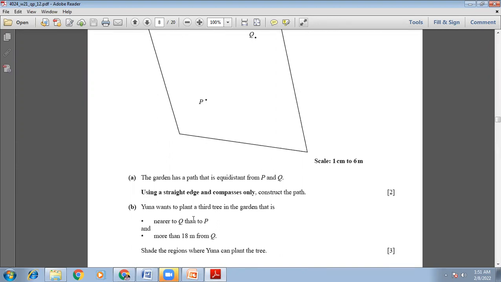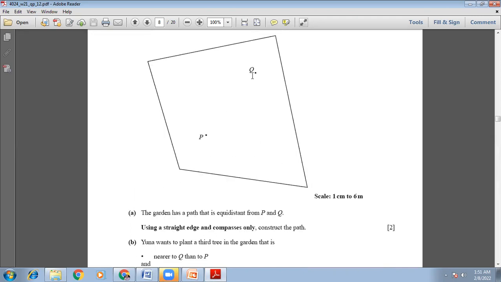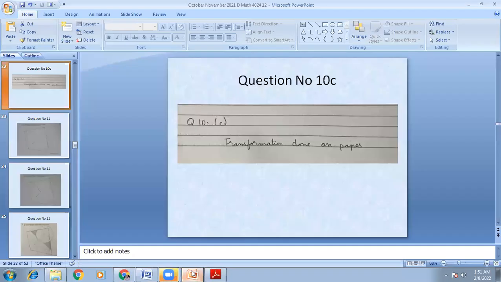If you have to draw a locus which is equidistant from 2 given points, you join those 2 points and you draw a perpendicular bisector. For example, to be equidistant from P and Q, you join them with a line, then put the compass needle here, open the compass more than half of this line, and put an arc here and an arc here. Then put the needle of the compass on P, and put an arc here and an arc here. Where these arcs intersect, join those 2 points with each other, and that will be the perpendicular bisector. Let me show you.